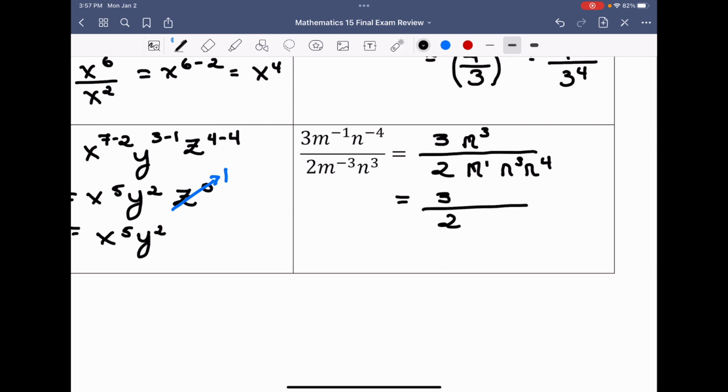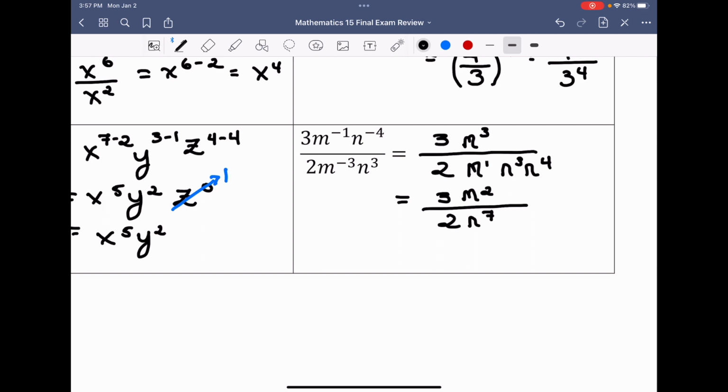m^3 over m^1 is like saying m^(3-1), that's m squared in the numerator. And then we have product rule in the denominator here. Two things with a common base, different exponents, we're going to add those together to make n to the 7th power. And there's our final answer.